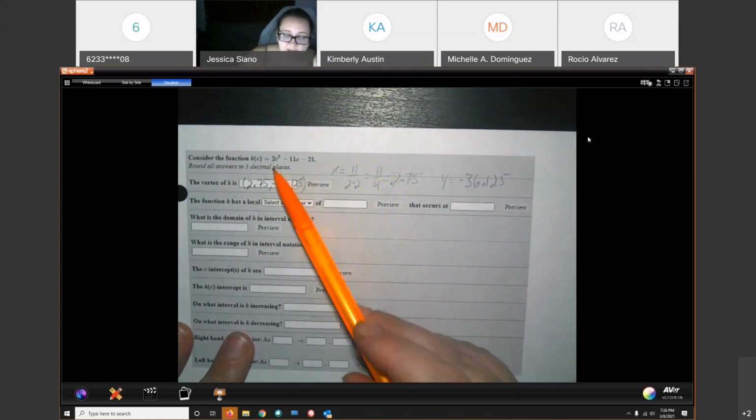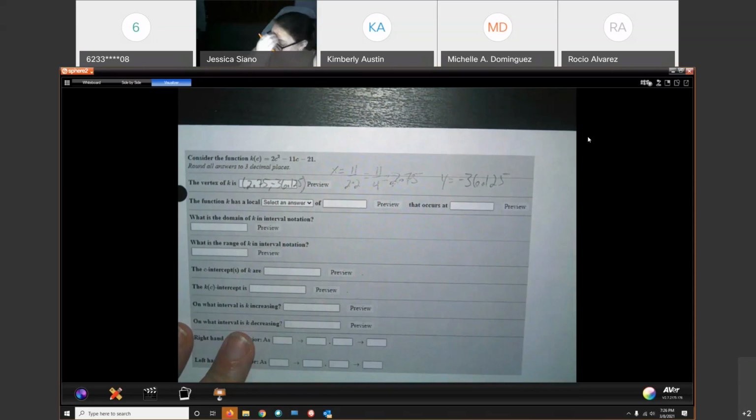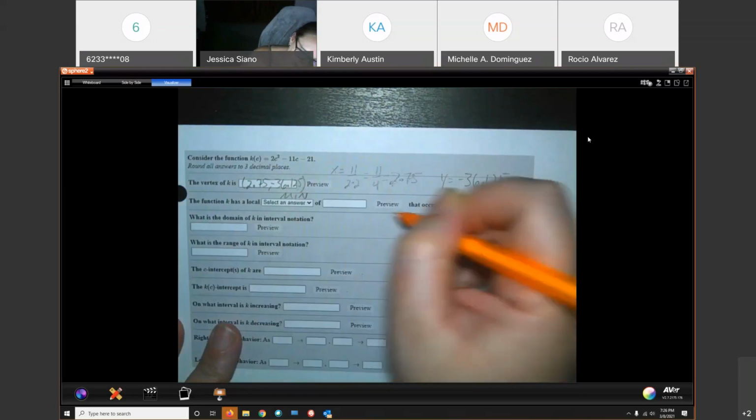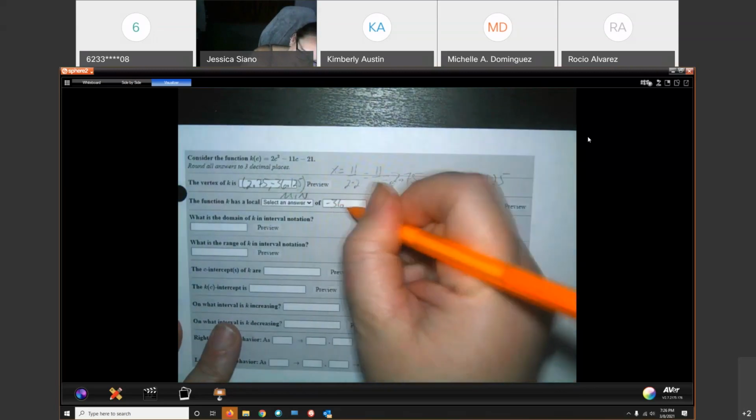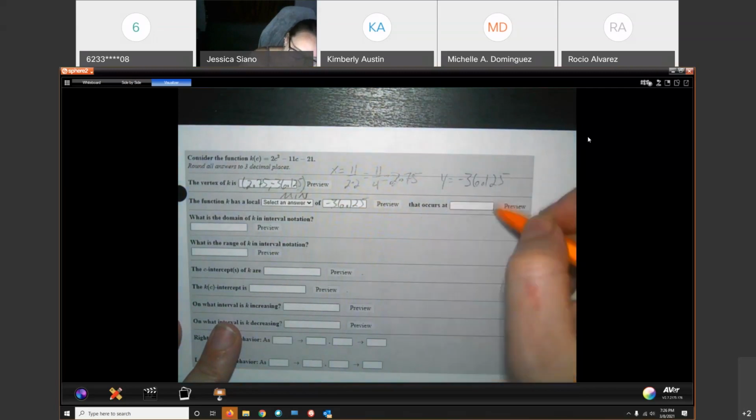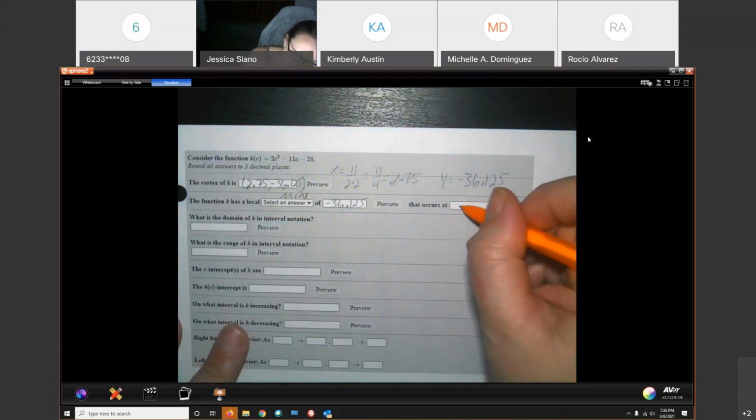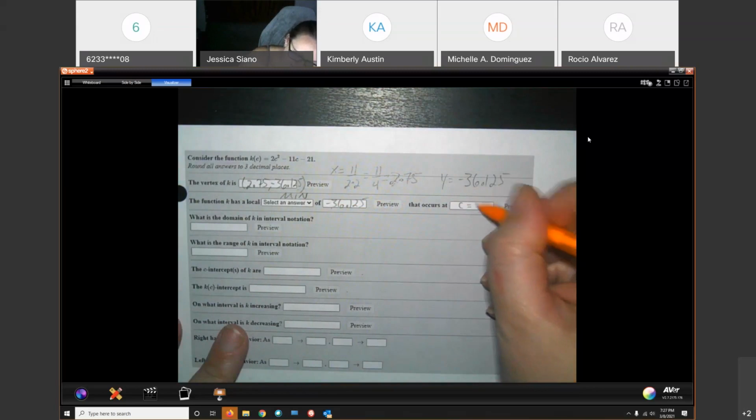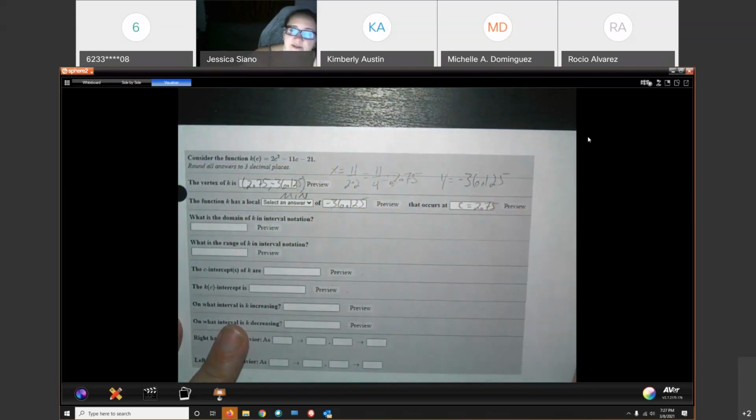And now I know this is a minimum because the a value is positive. So if you have a negative a value, then your parabola opens down. And if you have a positive a value, then your parabola opens up. So this would have a minimum. And then just like the one on the other page, it would be negative 36.125 that occurs at c equals 2.75.